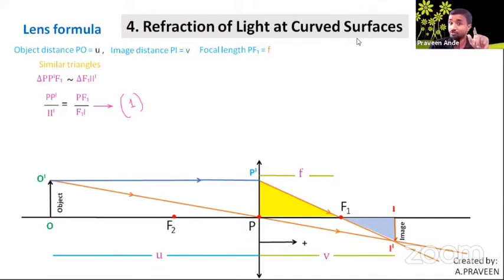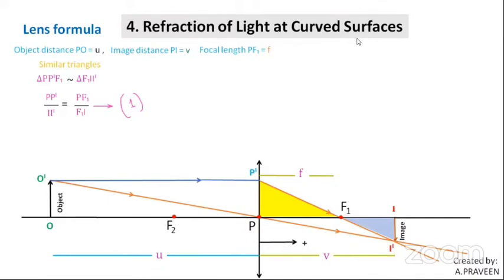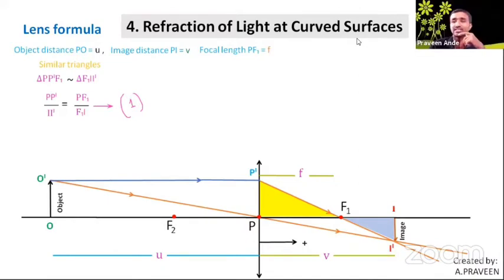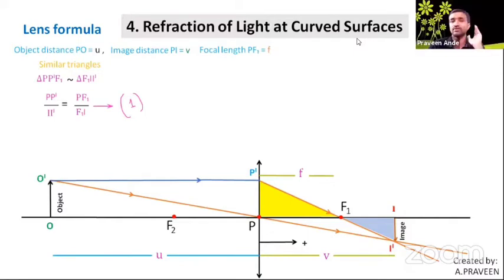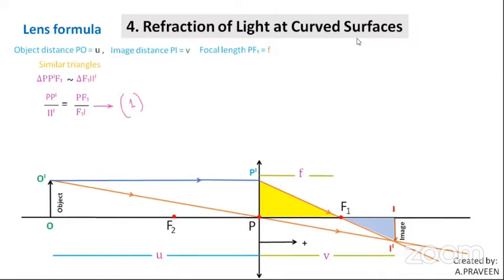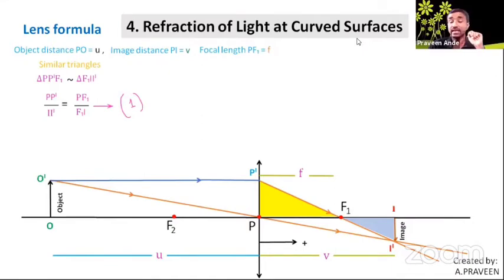Okay, I know. What is PP'? It is the object height, because PP' equals OO'. It is the parallel distance. Yes or no? So I know PP' also. What is I'? I' is the height of the image. Very good. So I know PP', I' and PF1. What about F1I? We don't know. It is F1 to I. I know P to I. What is P to I? Image distance. PI is the image distance.